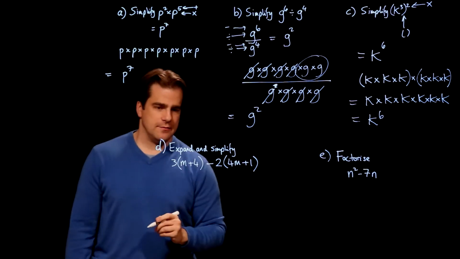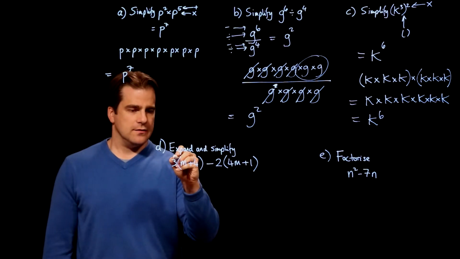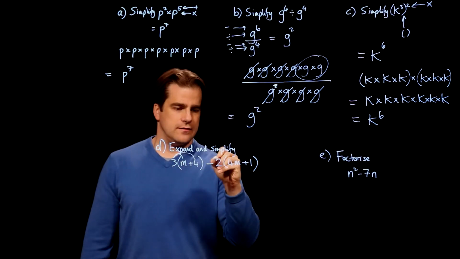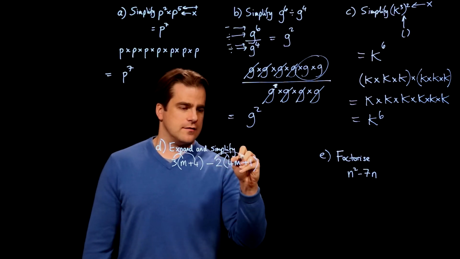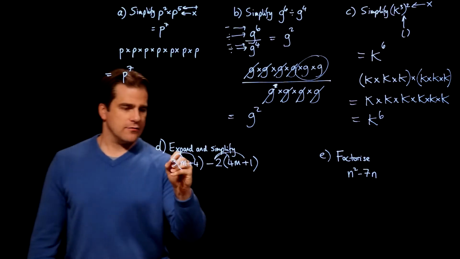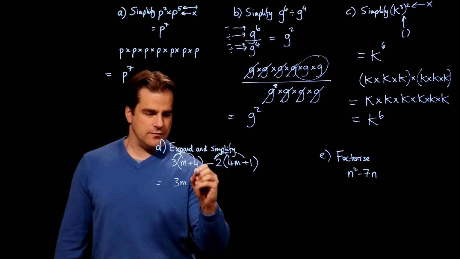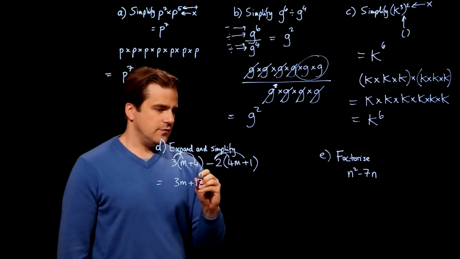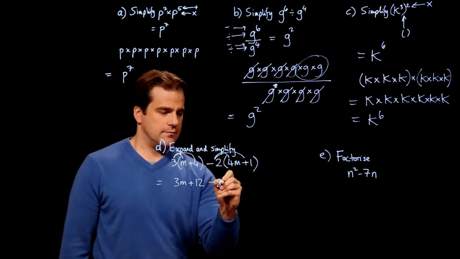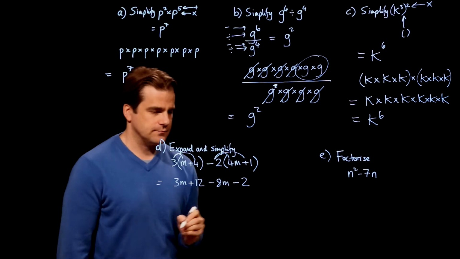Right, D, expand and simplify that. Okay, so multiply the brackets. You do that times that, and then that times that, and then all of that, minus 2, times that, and then that times that. Okay, 3 times m is 3m. 3 times 4 is 12. Minus 2 times 4m is minus 8m. Minus 2 times plus 1 is minus 2.